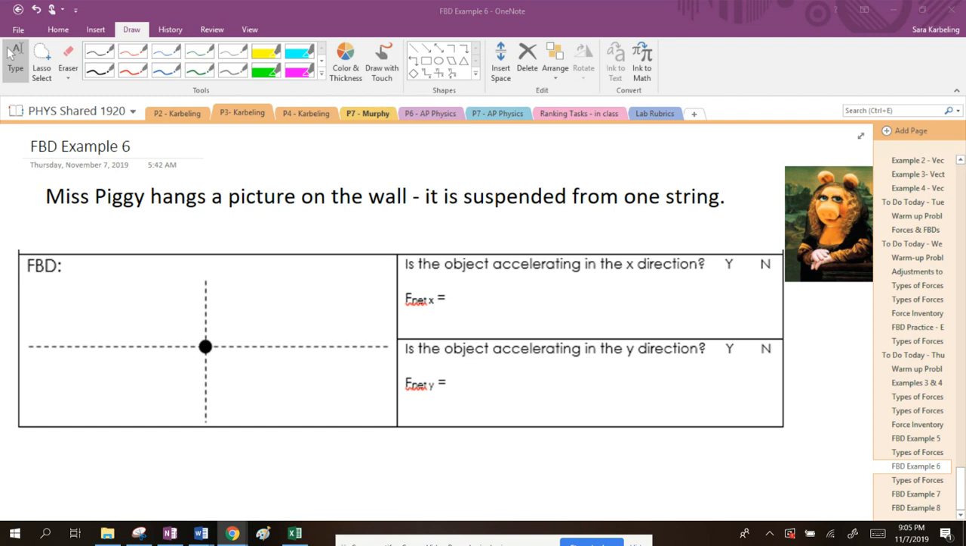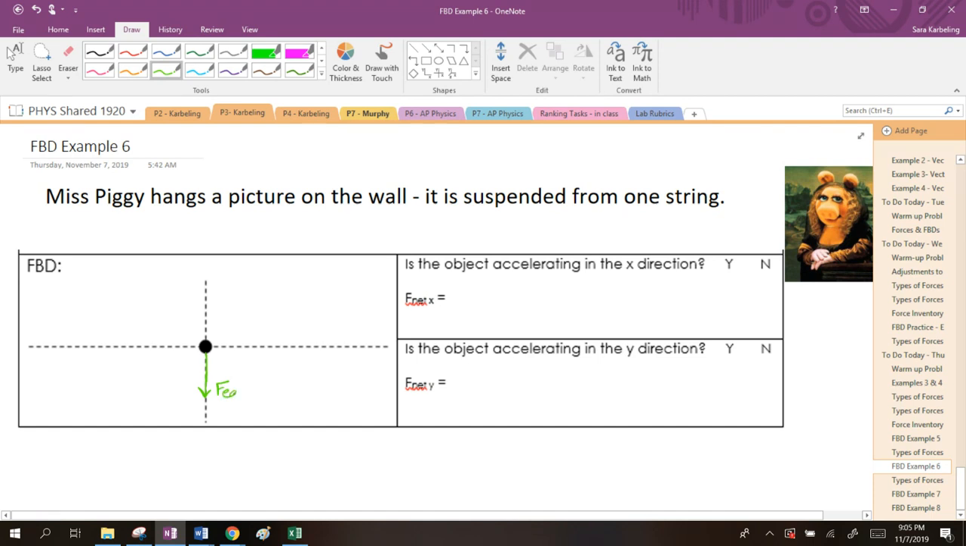The picture is the dot, and we need to add the forces that are acting. If you can imagine this thing hanging from a string, we've probably got the Earth, and the Earth is going to pull straight down, just like it always does. That's going to be the force of the Earth on the picture. That force of the Earth, as always, is going to be the force of gravity.